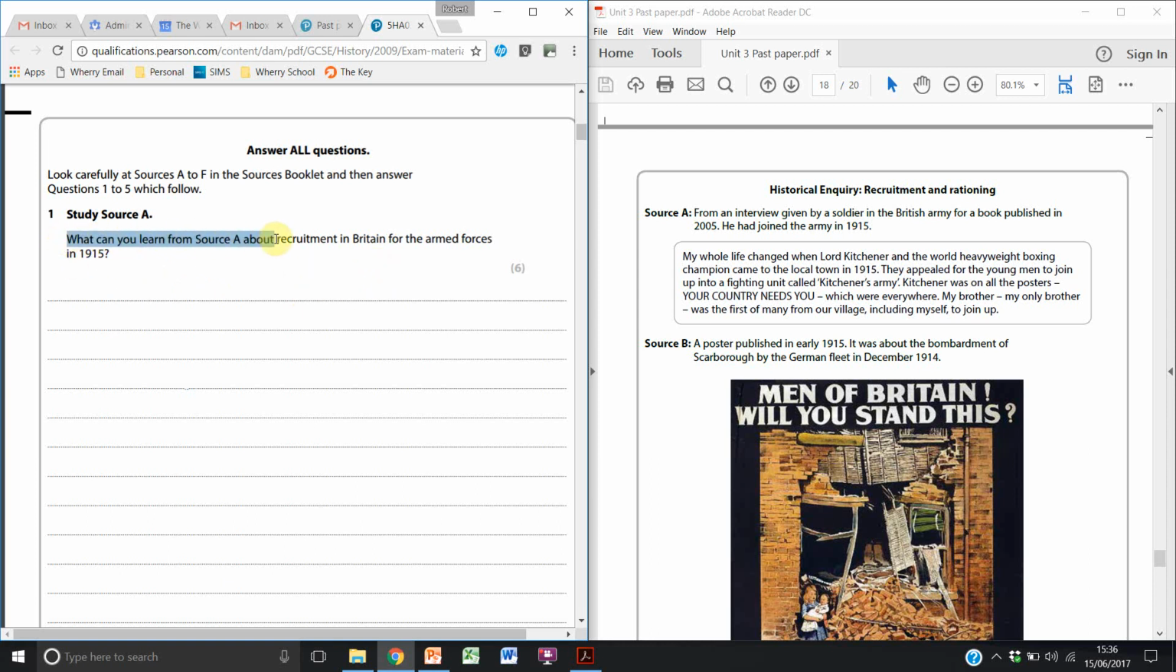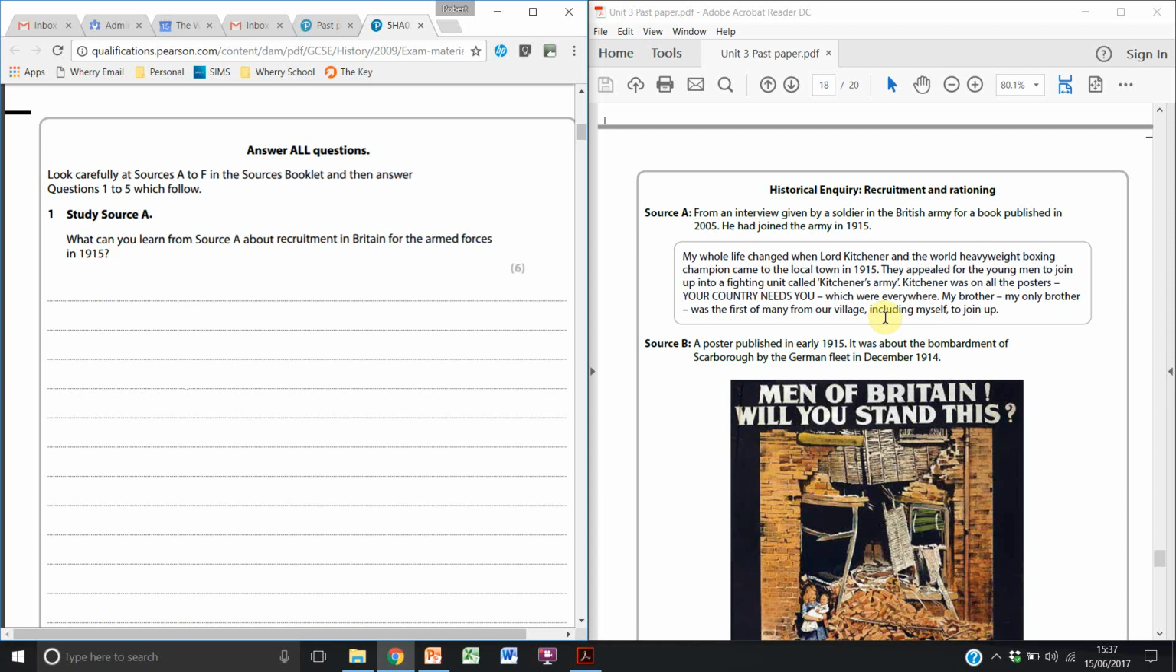The first part of this question will always be exactly the same. What can you learn from source A about? And then the remainder of the question will be relevant to whatever the focus of the paper is. As I mentioned a moment ago, you need to spend a maximum of 8 minutes writing your answer. And if you want to get full marks for this question, what you need to do is make 2 well-supported inferences. And an inference is where you write down something that you can learn from this source about recruitment that isn't directly stated by the source.